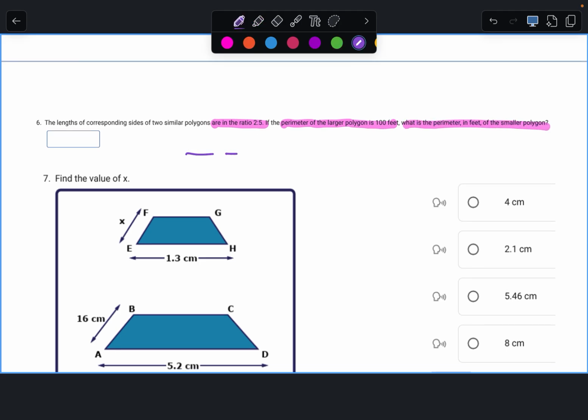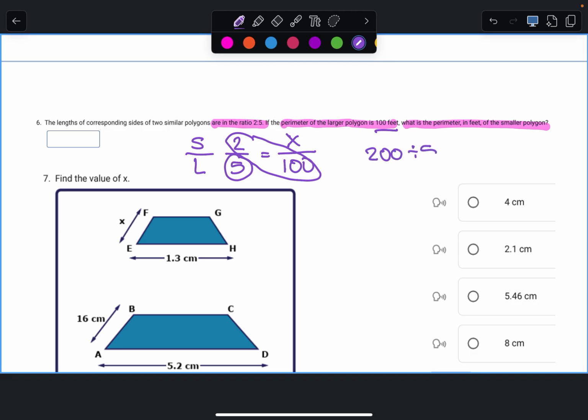So I'm going to set up a proportion. I have a larger one and a smaller one. I'm actually not going to put larger first. I'm going to do it the other way, and the reason I'm going to do it the other way is because the ratio is small to large, so 2 to 5. All right. The perimeters will also be proportional, so I can use those numbers. So the larger one is 100, and I want to know what the perimeter of the smaller one is. So then I would solve this by cross multiply and divide. So the perimeter of the smaller one would be 40 feet.